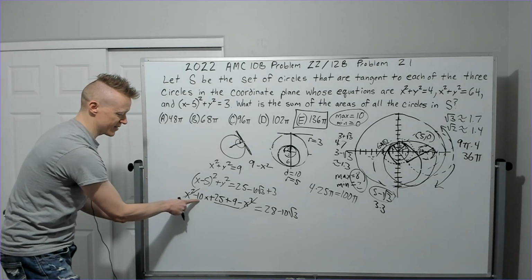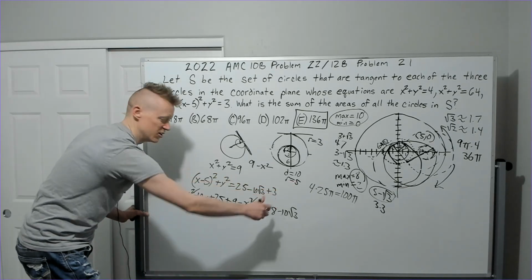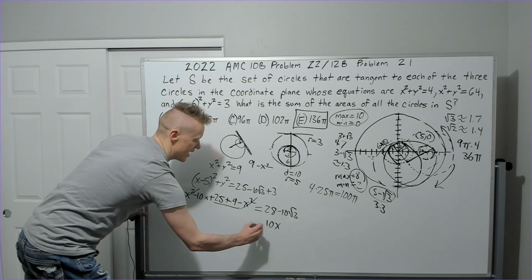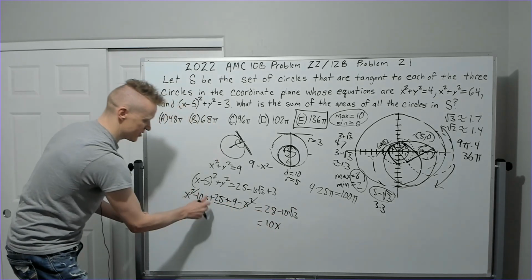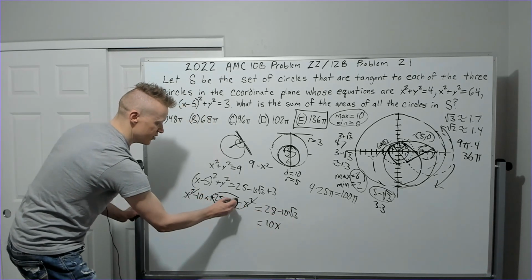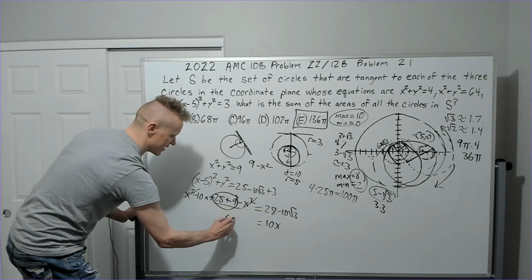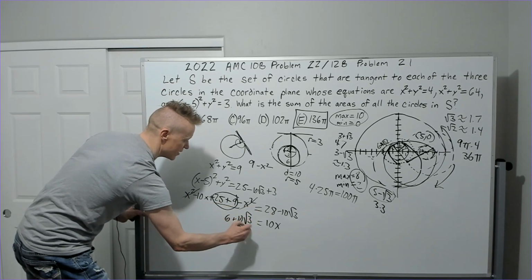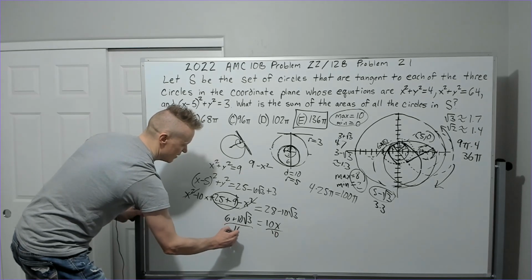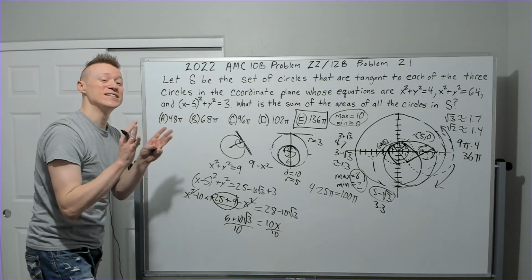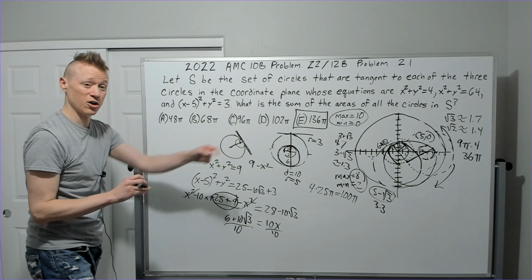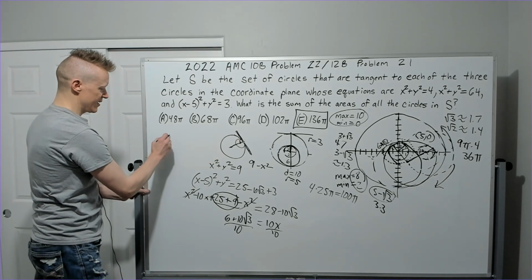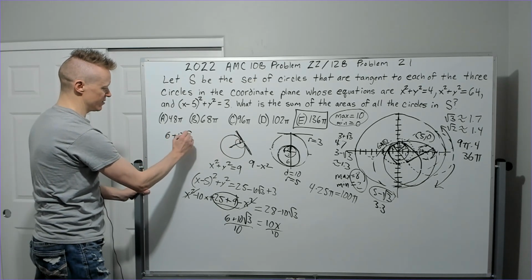Now, I like my 10x value to be positive. I'm going to move it over there. So you're going to get 10x equals, and I'm going to move these over here. Again, 34 minus 28 is 6. 6 plus 10 rad 3. Divide by 10. Let's see what our x value is and see if it's logically consistent with what we show over here, approximately. Okay, so 6 plus 10 rad 3.